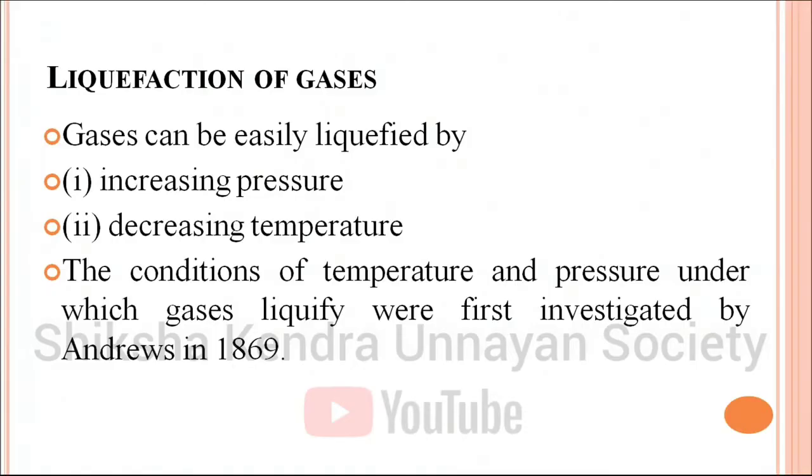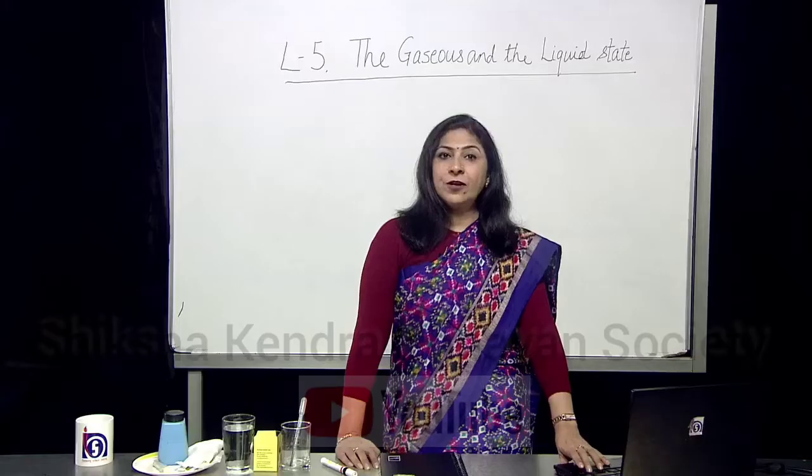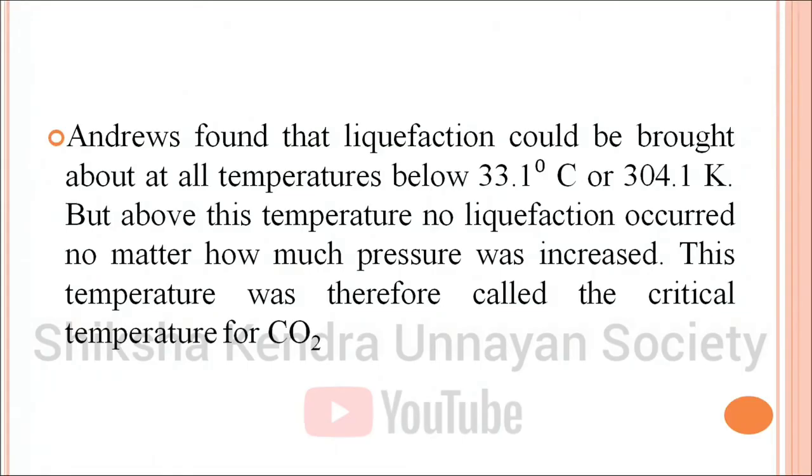The conditions of temperature and pressure under which gases liquefy were first investigated by Andrews in 1869. Andrews found that liquefaction could be brought about at all temperatures below 31.1 degrees Celsius or 304.1 Kelvin. But above this temperature, no liquefaction occurred no matter how much pressure was increased. This temperature was therefore called the critical temperature for carbon dioxide.